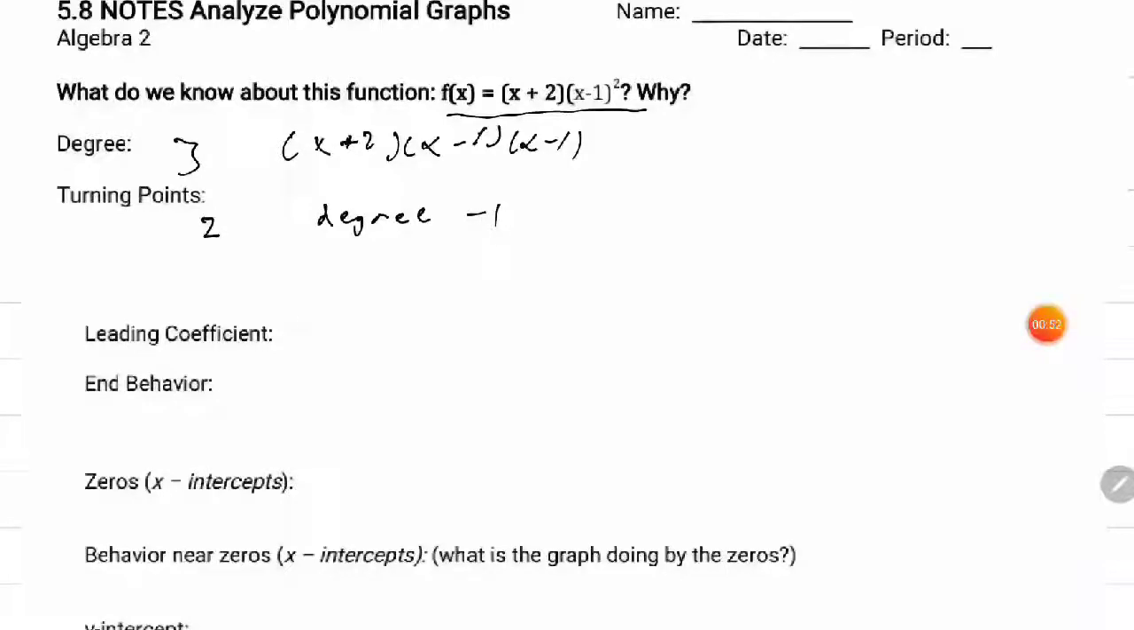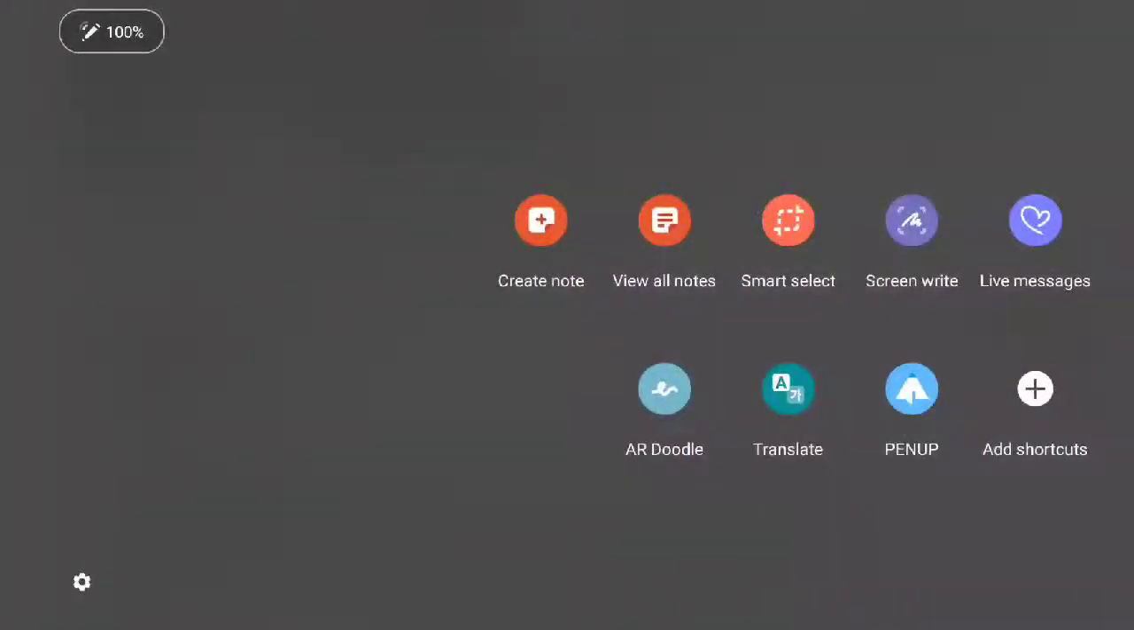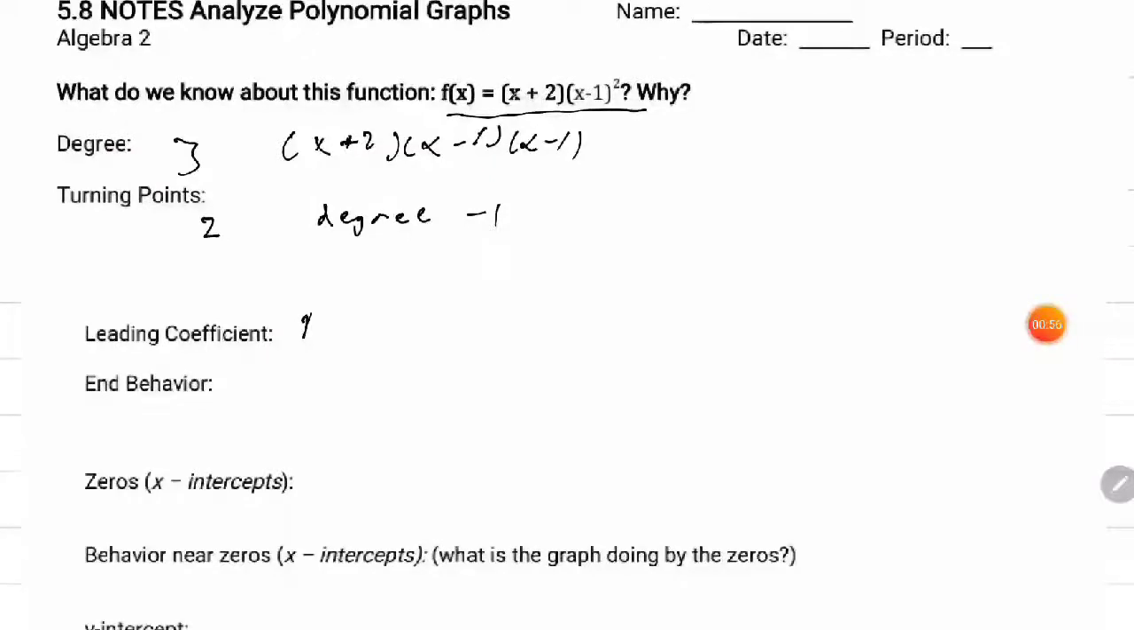And the leading coefficient is going to be 1, because it's just x times x times x. So our first number is going to be x cubed, so the number in front of that has to be 1. Our end behavior, so we have an odd degree, that's 3.